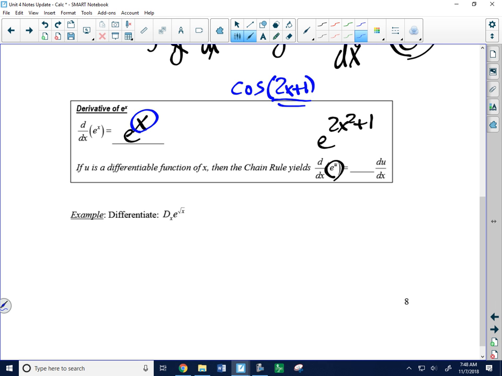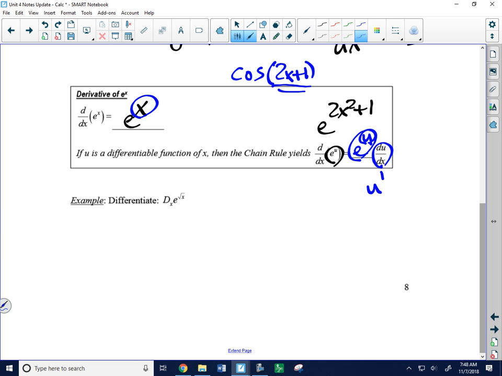So in this case, the derivative would be e to the u times u prime, another way to say du. That just says you need to do a chain rule. You keep what's here, then you do the derivative of the exponent. Let me show you one example of that.